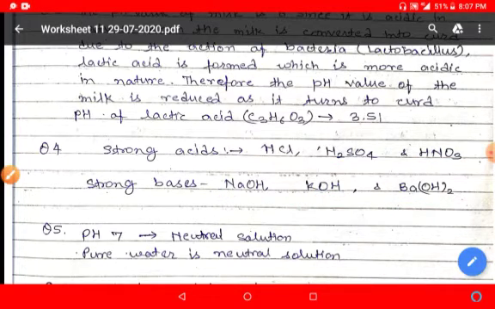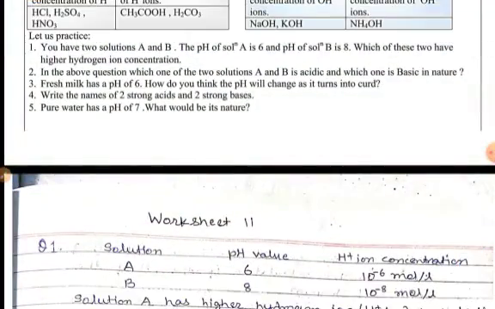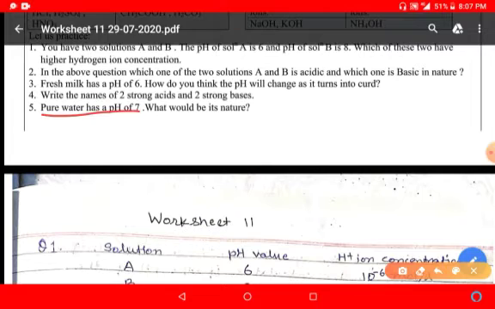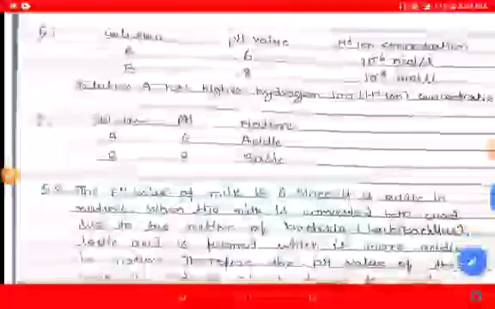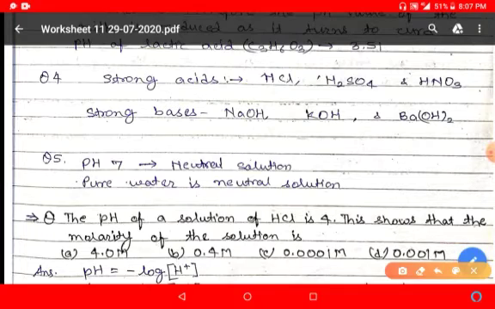Again, the fifth question: pure water has pH 7. What would be its nature? When the pH is 7, that represents a neutral solution. The pure water is a neutral solution.